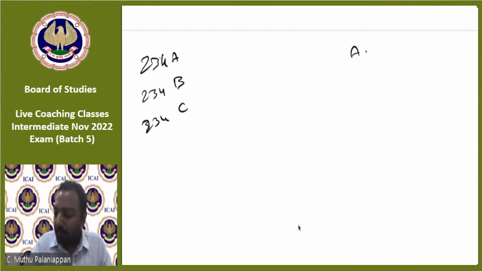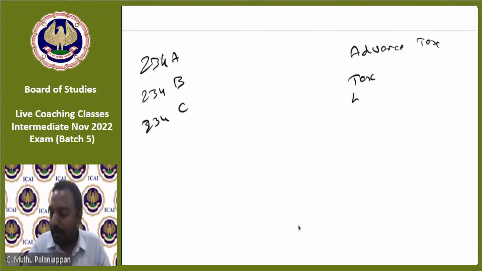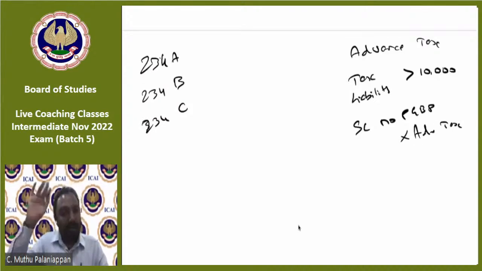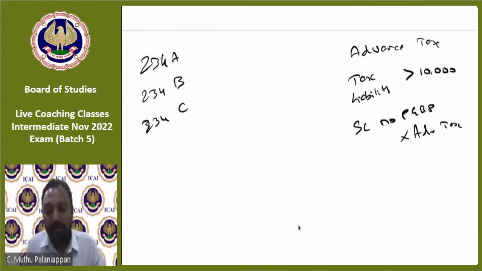Now, advance tax is applicable to you when your tax liability, that is your final tax after taking all TDS, TCS, everything, is greater than 10,000. So only then the requirement of advance tax comes into picture. Similarly, if you are a senior citizen with no PGBP, then there is no advance tax. For everyone else, it is mandatory to pay advance tax.